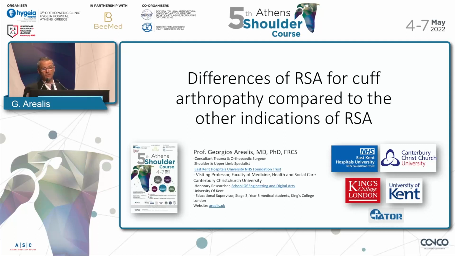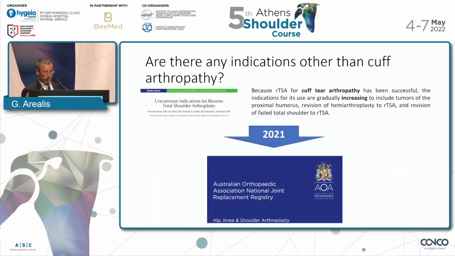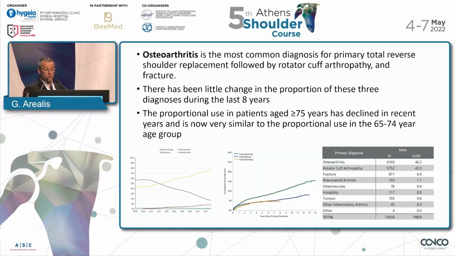Following from the previous talks, we decided we're going to do a reverse. But is the reverse just for cuff arthropathy, or are there more indications? Up to very recently, cuff arthropathy was the main indication for reverse, but this is expanding. And if we look at the Australian registry, we see that osteoarthritis now is the most common indication. It's no longer cuff arthropathy. And this has been similar for the last 8 years.